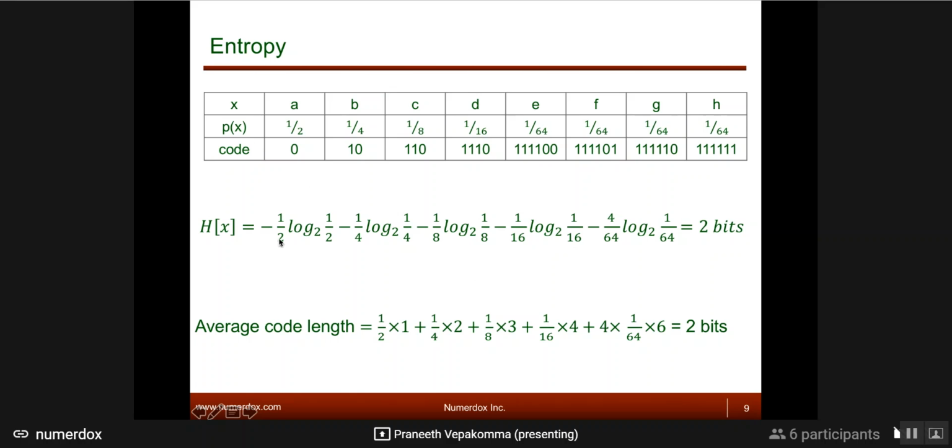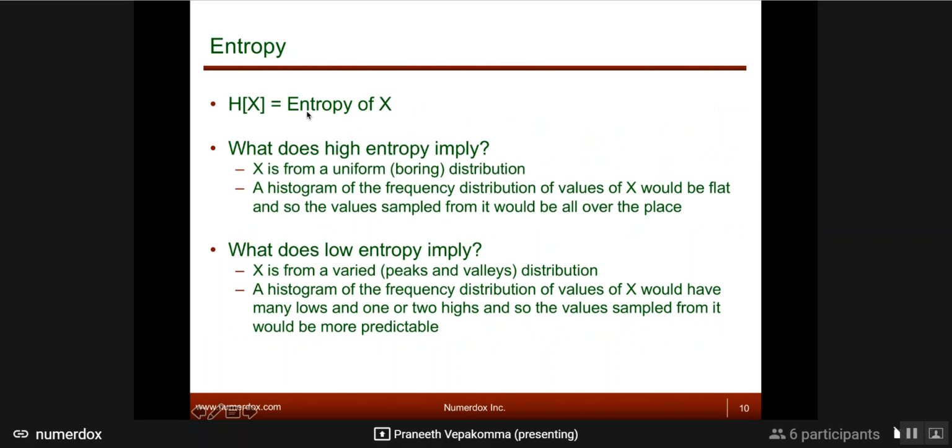So if you just apply that formula, probability times log of probability, and you sum up everything. So half times log of half base 2, 1/4 times log of 1/4. Sum everything up, there's a negative before, then you get a result of 2 bits. So basically, to transmit this, all you would need is 2 bits. Anyway, that is the topic of entropy.